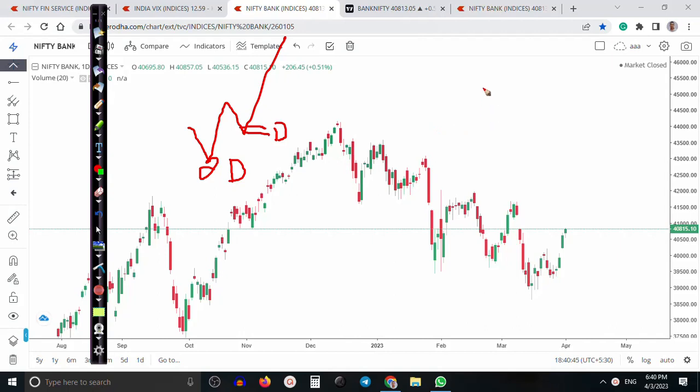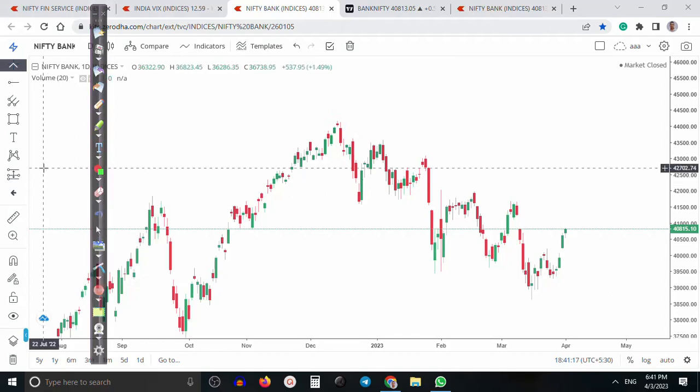And supply zone means price is running in a downside. This area is called the supply zone, and this area is called the supply zone. I'll show you exactly how we trade in demand and supply zones, and how we draw them. First, here I can see this is the last candle. We use the last candle's higher and lower point.